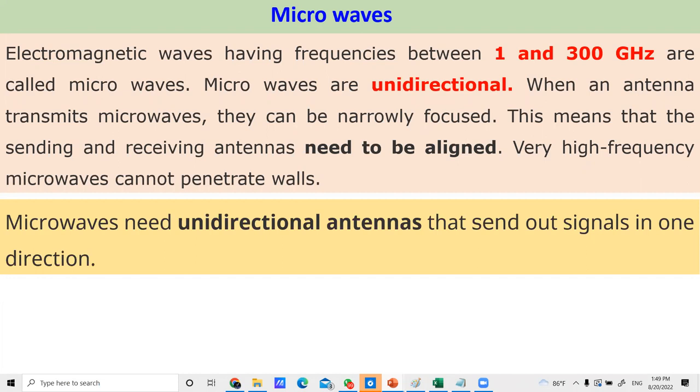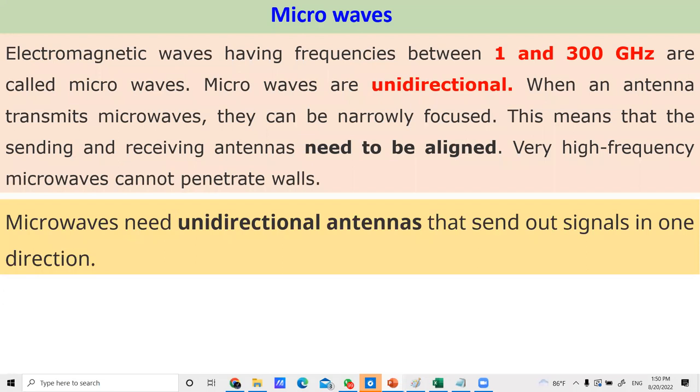The other feature is that they are unidirectional. Unidirectional means it travels only in one direction. It does not propagate in all directions from the starting point. Microwaves travel in only one direction from the starting point. That's another difference when compared with radio waves.